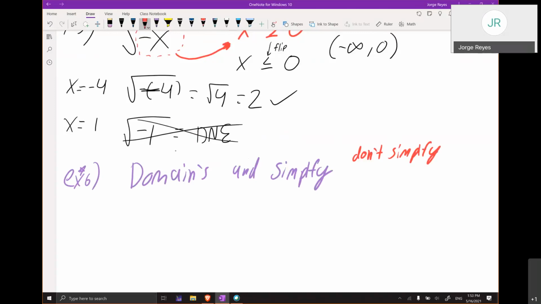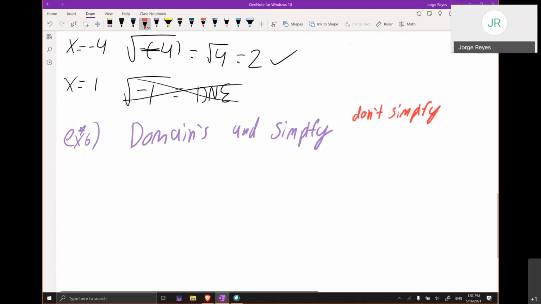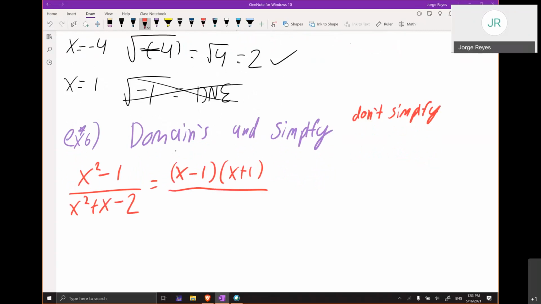Let's pretend I have a function: x squared minus 1 over x squared plus x minus 2. I'm going to factor the top and the bottom. The top is x minus 1 times x plus 1. Now factor the bottom. Think about it for a couple of seconds. It's x plus 2 times x minus 1.